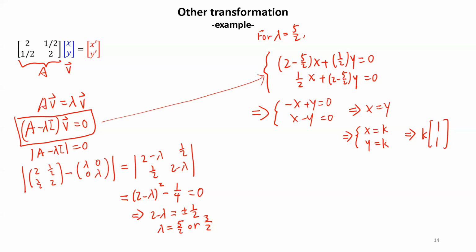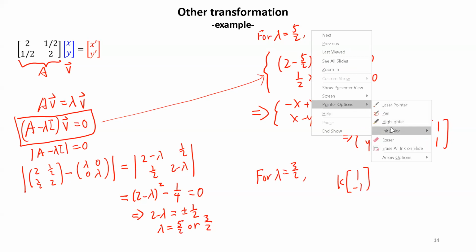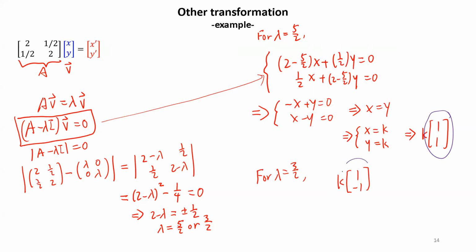Similarly, if you work on the other value, lambda equals 3 divided by 2, then you'll find that this will be equal to k times 1, minus 1. So two eigenvectors: 1, 1, and 1, minus 1.